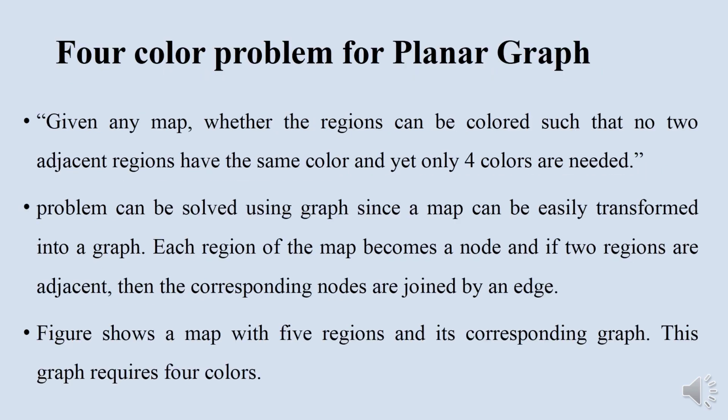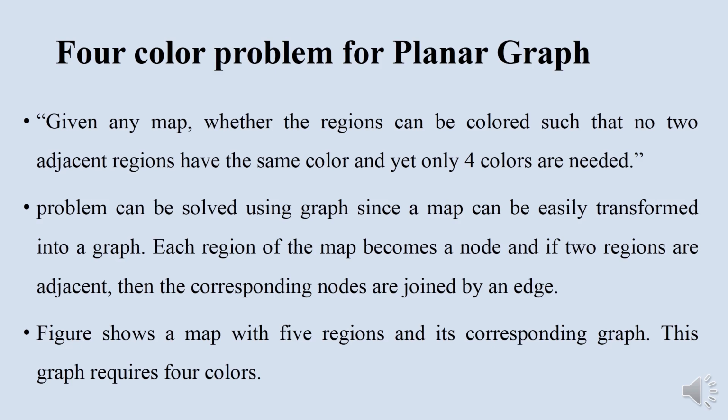The 4-color problem for a planar graph. We have an idea about the coloring of a map. If we consider the Karnataka state, we have different districts, and the adjacent districts should not have the same color if I were to represent it on a map book. So given any map, the question is whether the regions can be colored such that no two adjacent regions have the same color, but only 4 colors are needed.